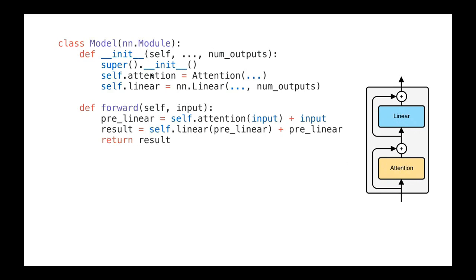And then you get a quantity, which, in this case, maybe we call prelinear. And then we do the same. We just apply a linear layer and then add the prelinear to it again, and then we get a result and we just return it. So forward is the place where you actually translate this graphical structure into an actual model.